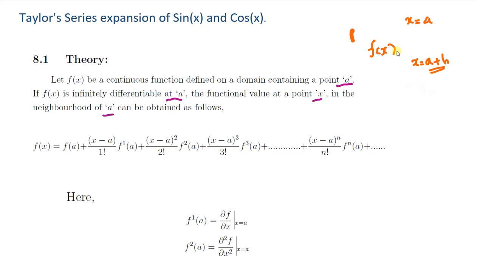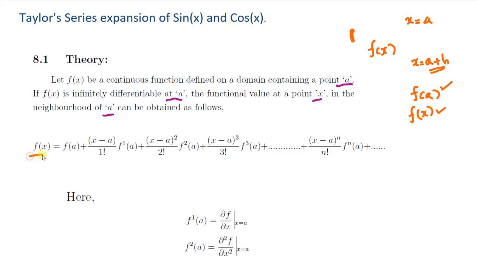Now suppose the value of the function at the point a is f of a. We want to find the value of the function at a neighboring point x, that is, we want to find f of x. What we know is the value of the function at the point a, and we want to find the value of the function at a nearby point x. It's a general case, and suppose x is very close to a, the neighboring point.